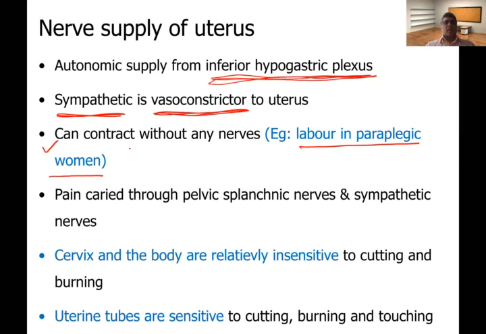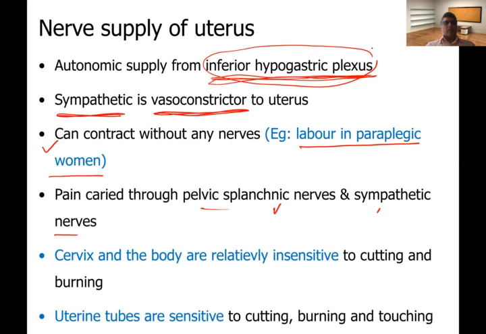Then the pain is carried through pelvic splanchnic nerves and sympathetic nerves. I think it's not a very main point. But when you say pelvic splanchnic, that is parasympathetic. So that's why I say it's complex. These pelvic splanchnic nerves and sympathetic nerves contribute to form the inferior hypogastric and superior hypogastric plexus. If you want to read, you read Richard Snell Clinical Anatomy. There's a very nice account of the superior and inferior hypogastric plexus.